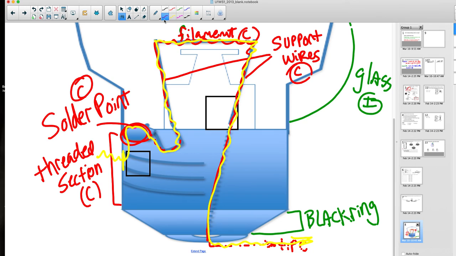Likewise, that could go through the opposite direction as well, and through the tip, up the support wire, across the filament, down the other support wire, through the solder point, and out the threads that way. I hope that helps.